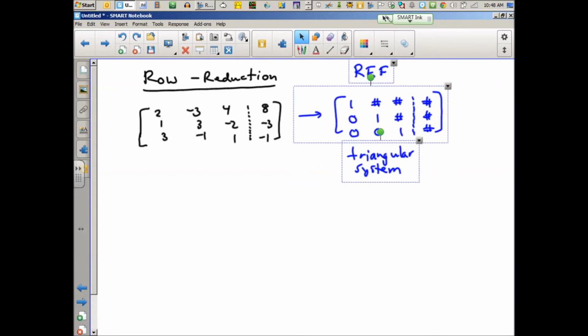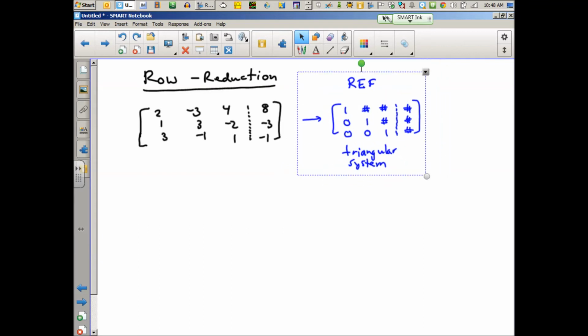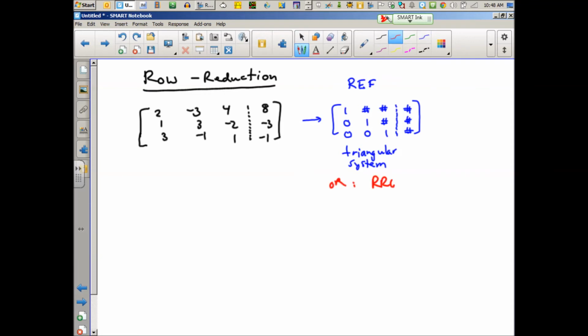The other way is to go a little further and get it into what's called RREF, reduced row echelon form. RREF looks like this. 1, 0, 0, x. 0, 1, 0, y. 0, 0, 1, z. This is the reduced version of REF. And it is more specific and better in a lot of ways, okay?